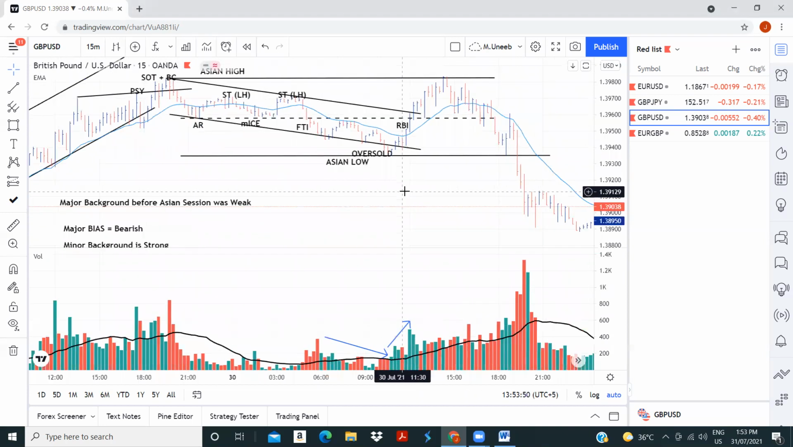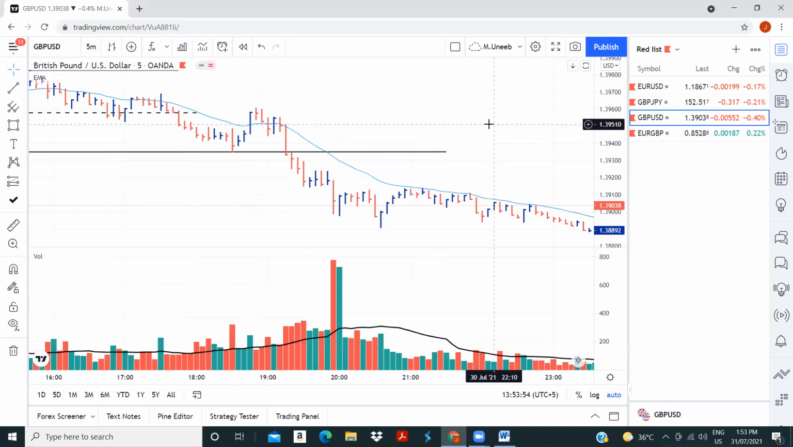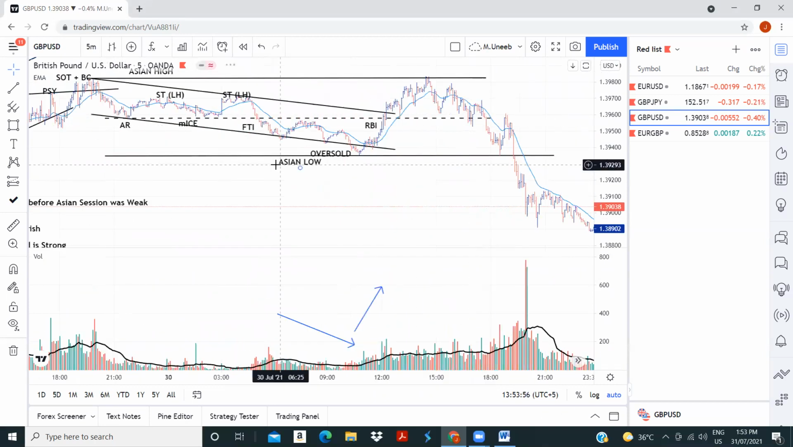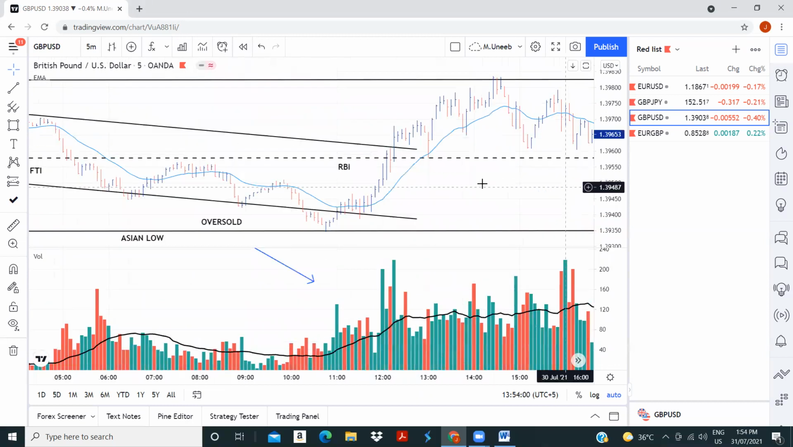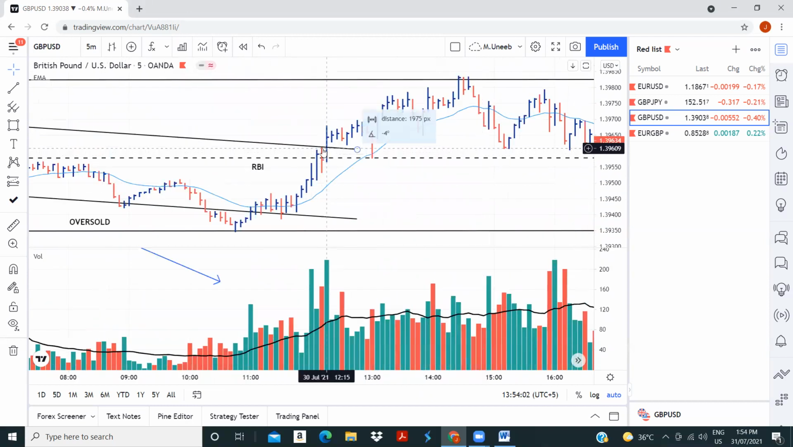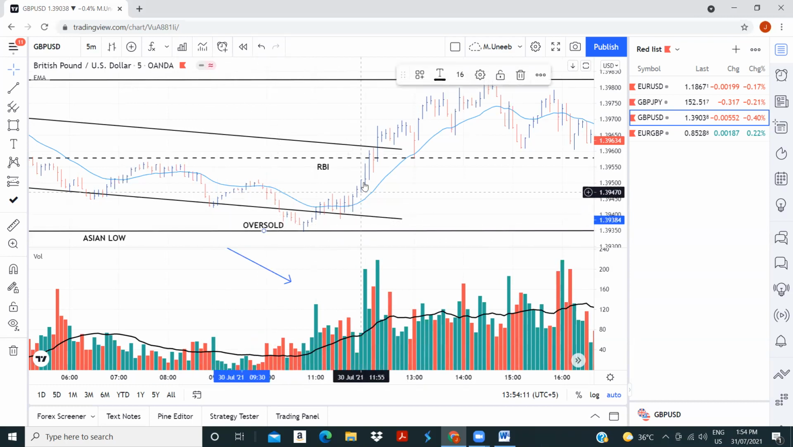So all right, now we go to the 5-minute time frame. We further refine it. What do we see here? You see oversold, and our London Open was here at this point. Now we have oversold in the background, so we cannot take a trade right over here on the London Open.